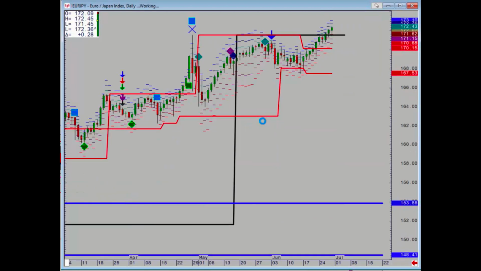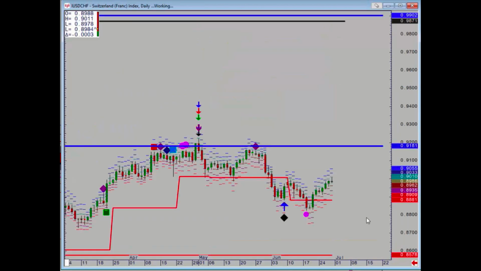Euro yen, similar story, broke out Wednesday again. On Friday we've held the breakout point 71.58 pretty well, so it's going to take a daily close below there to say that this break higher is false. Dollar Swiss just edging higher, really pretty quiet.